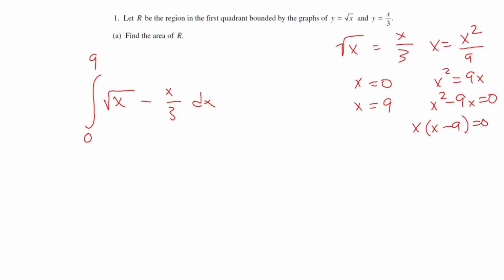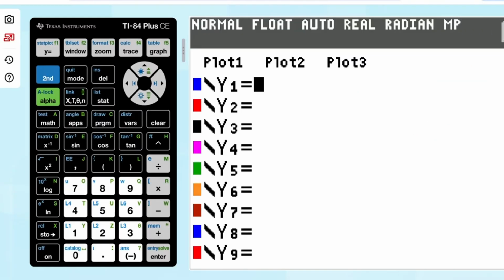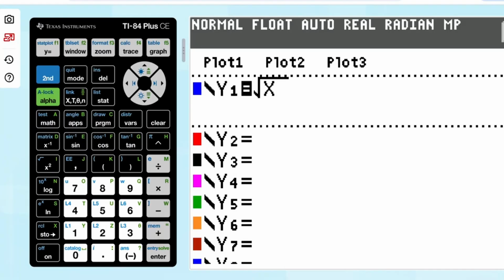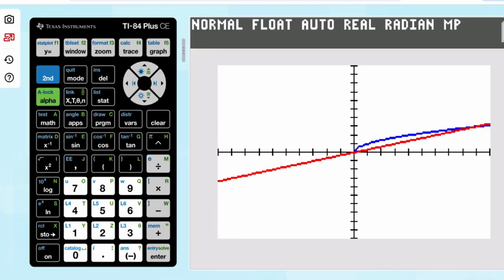And since those are the only times they equal each other, it's got to be that root x is always more than x over 3 on that interval. And so we'll just go in real quick, and I'll show you how. So if we wanted to, root x and x over 3. And when you graph them, you can see that they've got 2 intersection points. You can see the origin there.